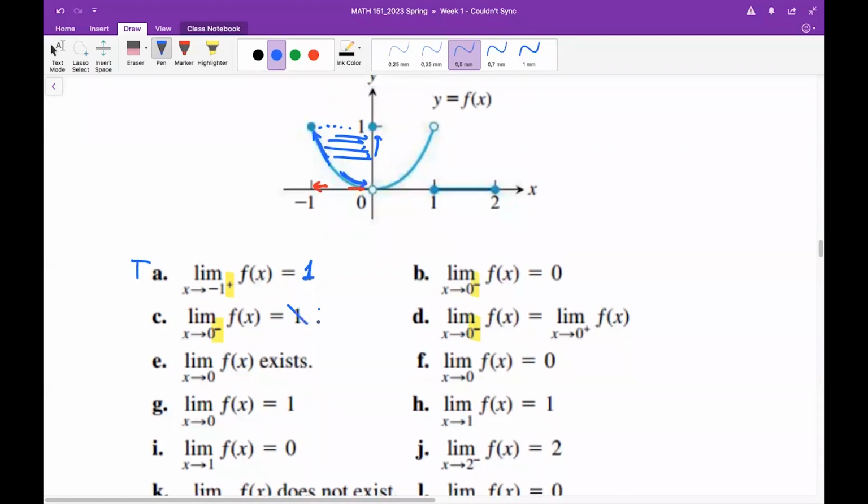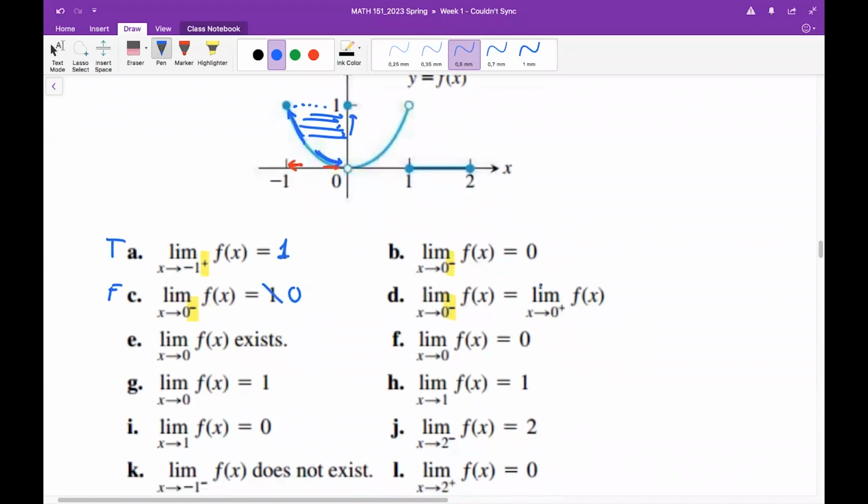That's why this limit should be 0, not 1. This is false. And let's also look at this one from right. Okay, this time we will approach 0 from right. Then what happens on the graph? The images are approaching towards 0 again.